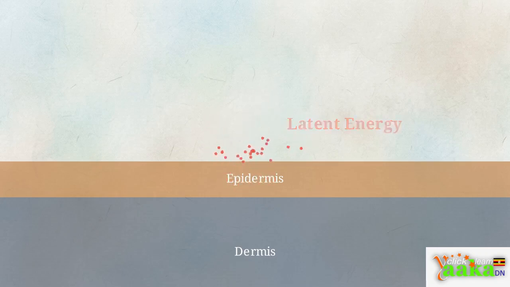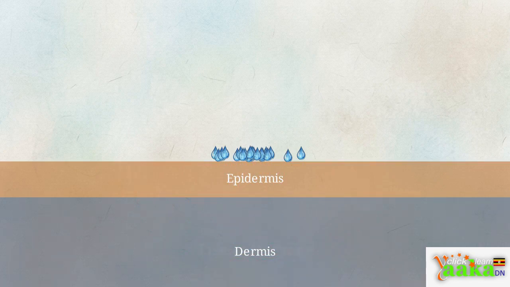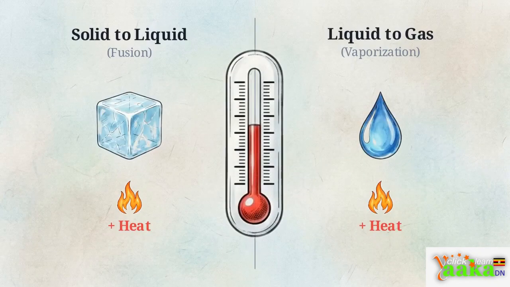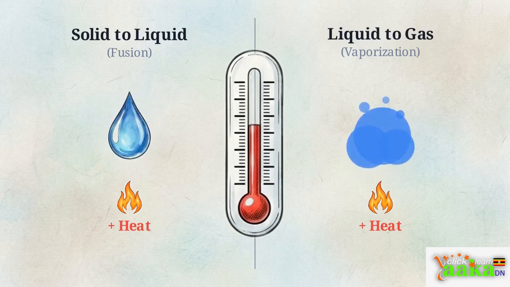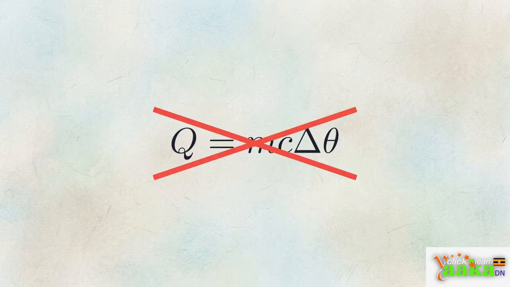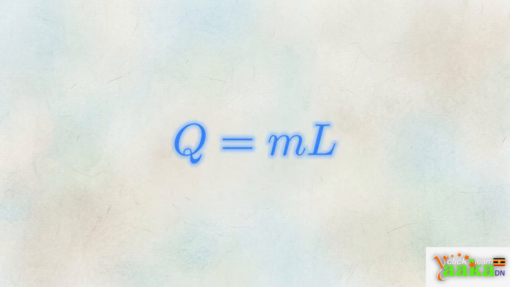When it hits your cooler skin and condenses back into liquid water, it dumps that extra bond-breaking energy directly into your tissue. When dealing with phase changes, thermal energy physically alters the state of matter rather than increasing its measured temperature. You have to put away the temperature change formula and switch to measuring the latent heat.